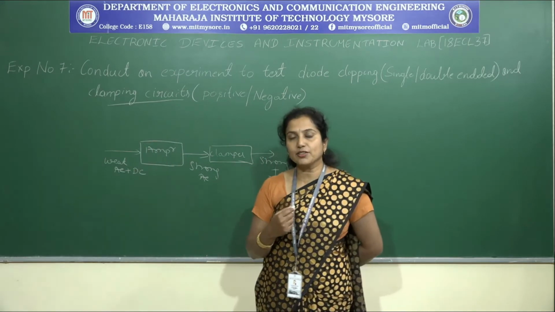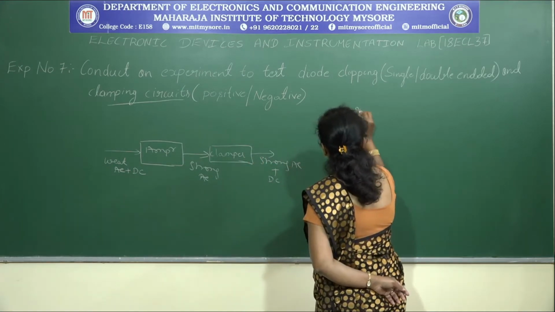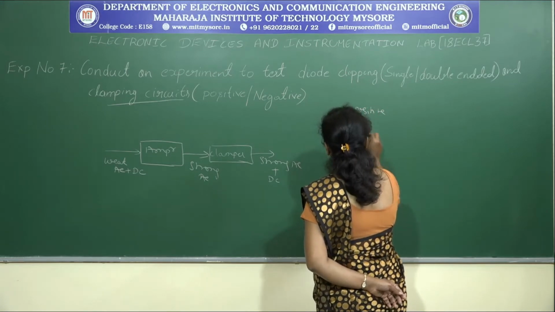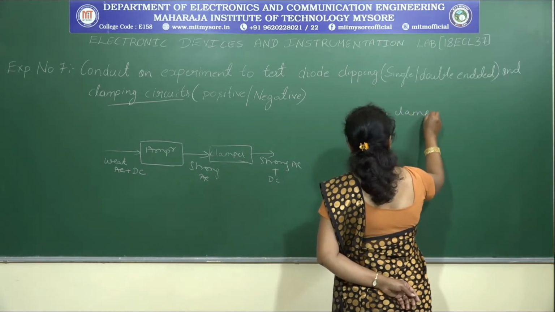In the classification of clamping circuits, there are two types. One is the positive clamper and the second one is the negative clamper. Positive clamper and negative clamper.